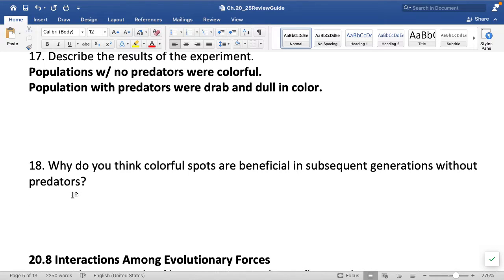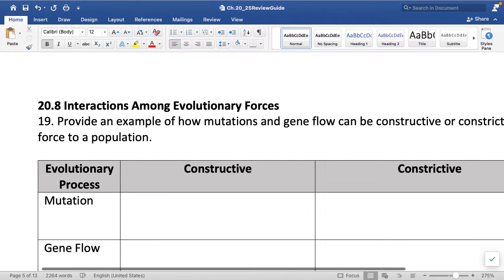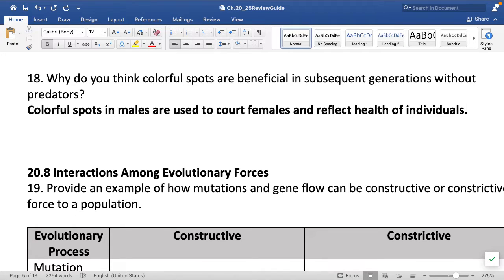Why do you think colorful spots are beneficial in subsequent generations without predators? Higher fitness? Mating. The ladies like the colors. You did say that. All right, so colorful spots in males are used to court females. They also reflect health, because it takes a lot of energy to create those vibrant colors. So if you're super colorful, you're spending some time on yourself. Where are you getting all that food to make those beautiful colors?